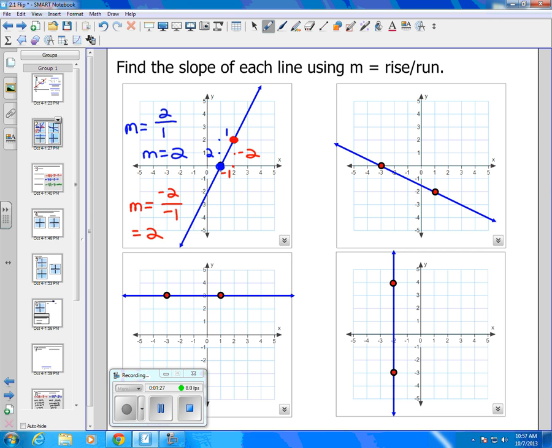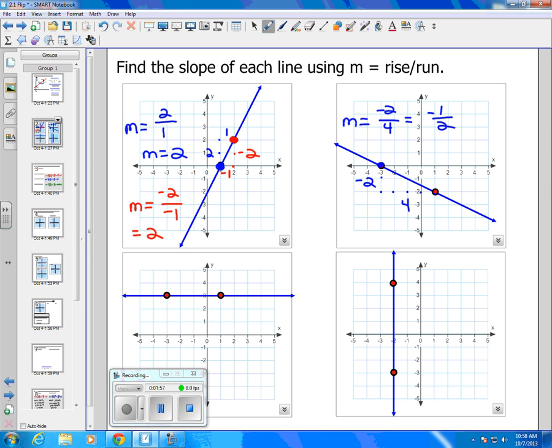With the next example, if I start at -3, 0, I would be moving down 1, 2 units. So my rise would be -2. And then my run would be 1, 2, 3, 4 units, because I'm moving to the right, that will be positive. So here we would have a slope of -2 over 4, which would reduce to -1/2.